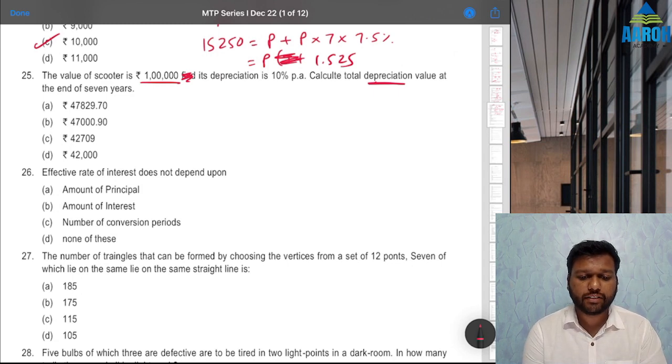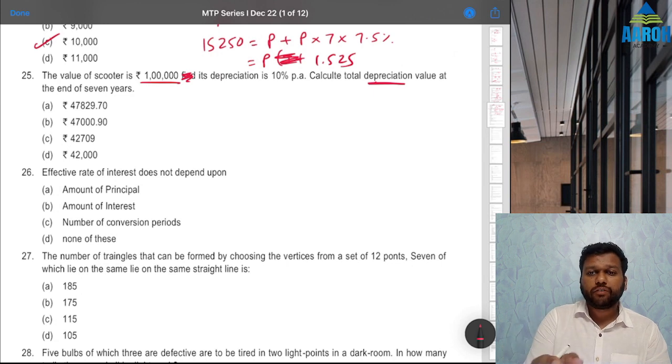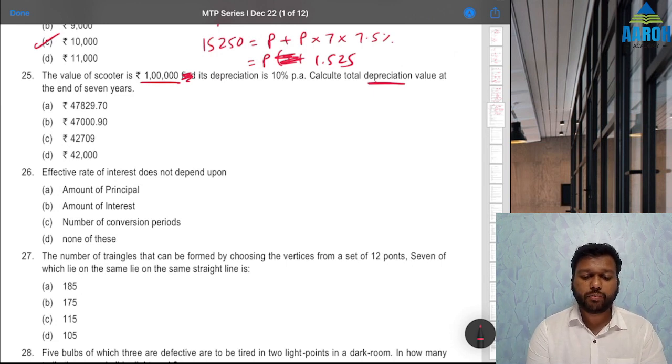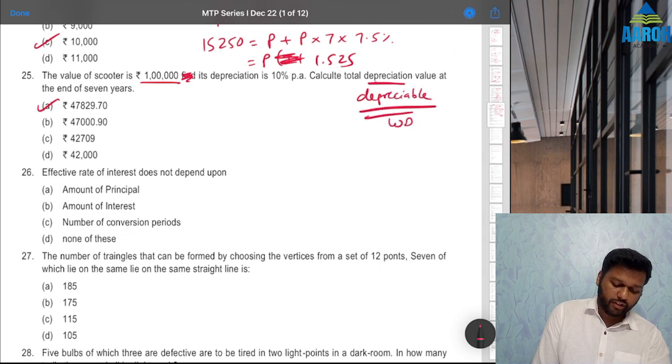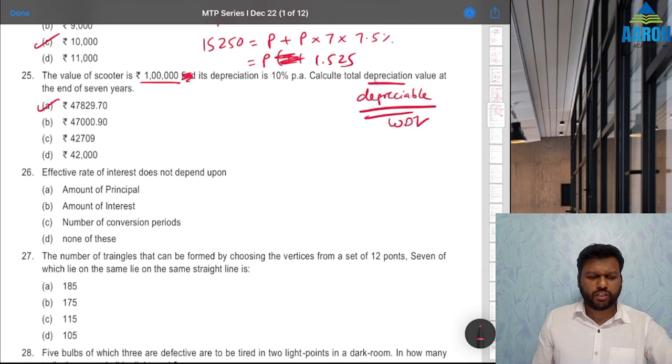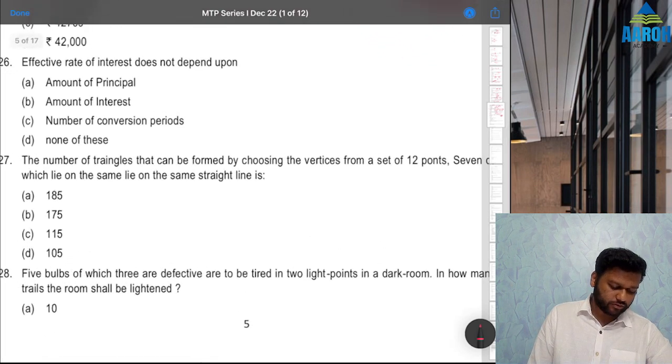How? Take 1 lakh. We have to go 7 years further, right? So minus 10% 1 year, minus 10% second year, minus 10% third year, minus 10% fourth year, minus 10% fifth year, minus 10% sixth year, minus 10% seventh year. So at the end of 7th year, depreciable value is 47,829, option A. It should be depreciable value. Depreciable value is WDV, that is how much can be depreciated in future. So for WDV, you can just do it on calculator, no need to go into formulas.